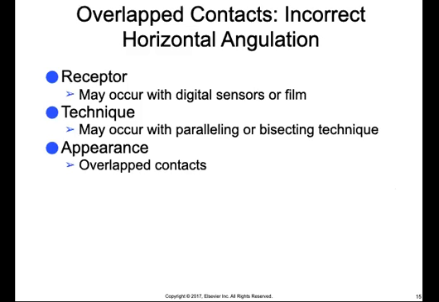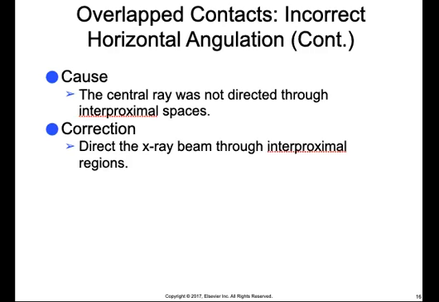So if you have overlap contacts, this means that you have incorrect horizontal angulation. This can happen either with digital sensors or film. It can also happen with paralleling or bisecting technique. And the appearance is you'll have overlap contacts. The cause is that the central ray was not directed through interproximal spaces. To correct this, you want to make sure that you direct the X-ray beam through the interproximal regions so that the X-ray beam hits the receptor perpendicularly, making that 90-degree angle between the two.